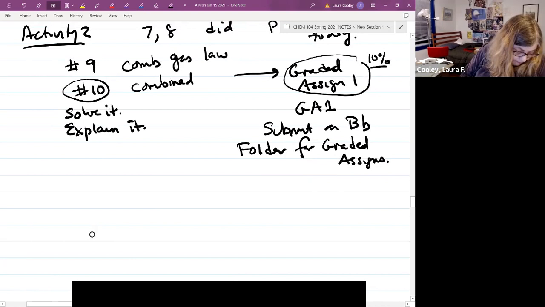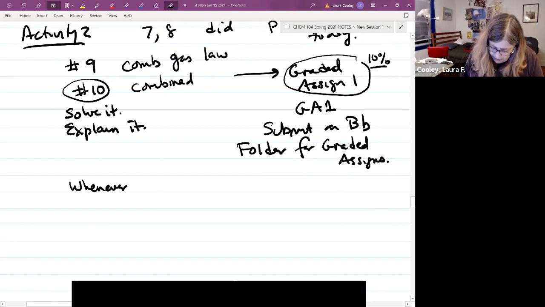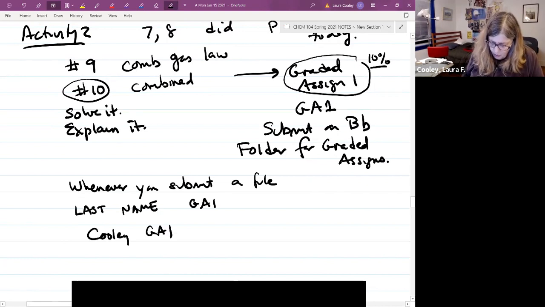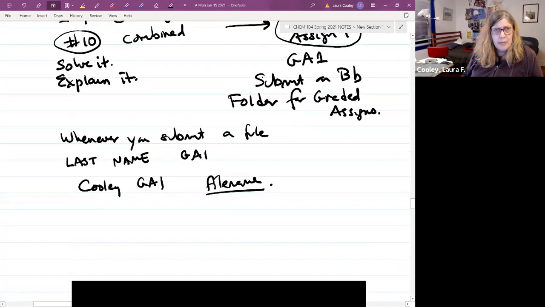I ask that whenever you submit a file, I would like you to put your last name at the beginning of the file name, and then the assignment. So I would put Cooley GA1 as the file name. That way, if I have to download your file, I won't have to rename it. I'll know who it belongs to.